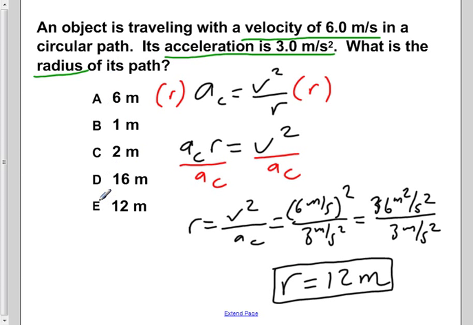So we go to our answer choices and we see that this corresponds to answer choice E. The radius of our circular path is 12 meters.